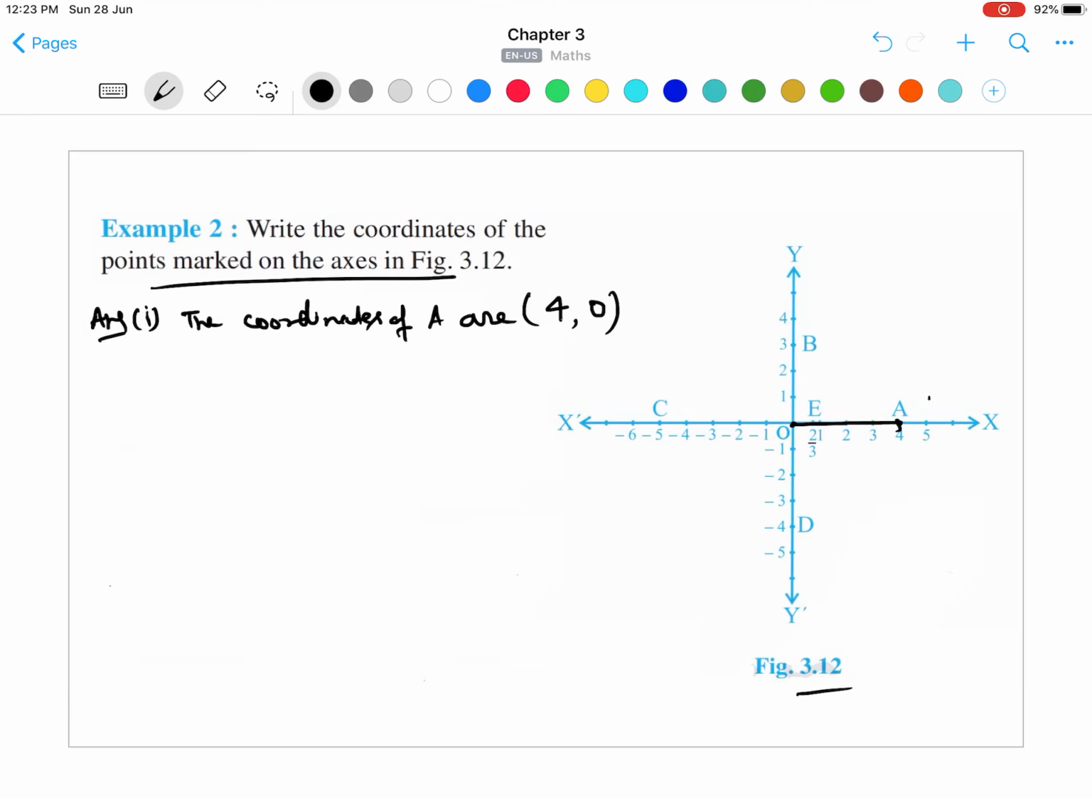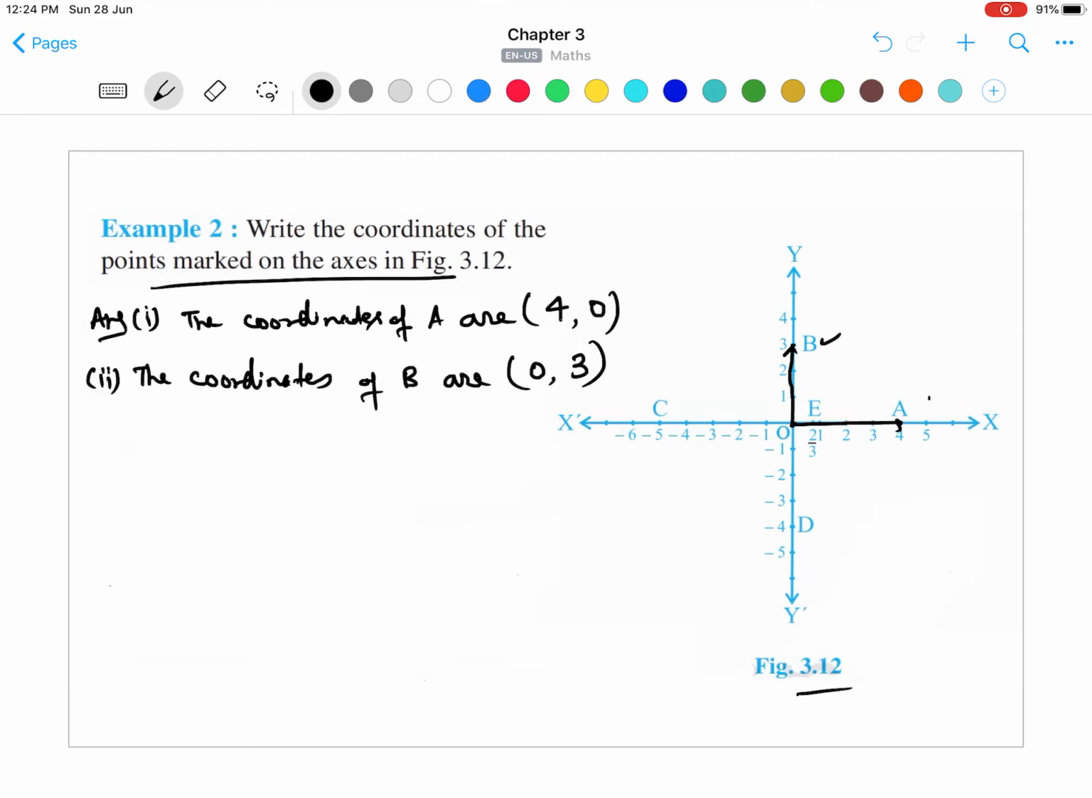Okay, coming to the next part, we have point B, which is here. Write the coordinate of B. As B is lying on the y-axis, we are not moving in the negative or the positive direction for the x-axis, so its value on the x-axis is 0, while for y we have to move 3 places in the upward direction, which means the positive direction, so we'll write 3. So the coordinate of B is (0, 3).